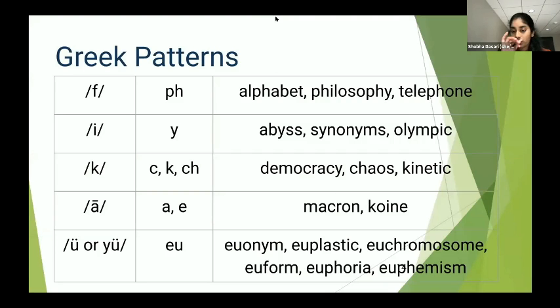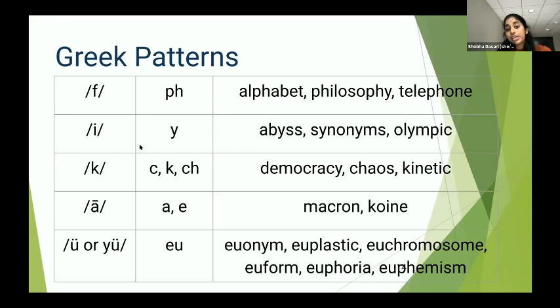Okay, so that's it for Latin, and we'll move on to Greek. Greek and Latin generally are similar, but there are some key differences that make the words look different. The first one that is very big, that most people will see almost immediately, is that in Greek words, the F sound is pronounced with a PH. In Latin, like we said, it's an F, but in Greek, most of the time it's a PH sound. And so words like alphabet, philosophy, telephone all come from Greek and they all have that PH sound.